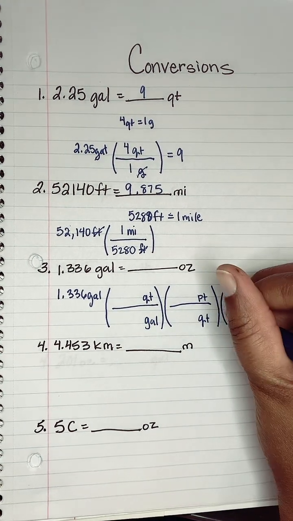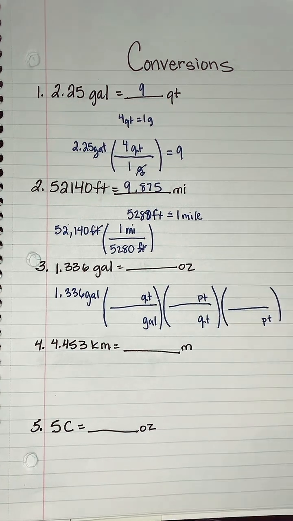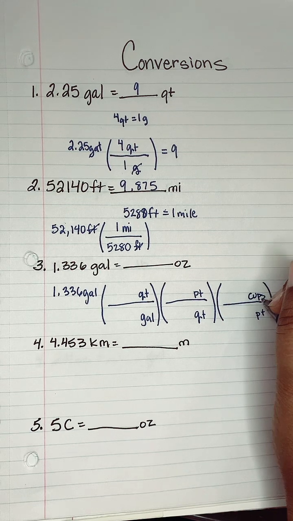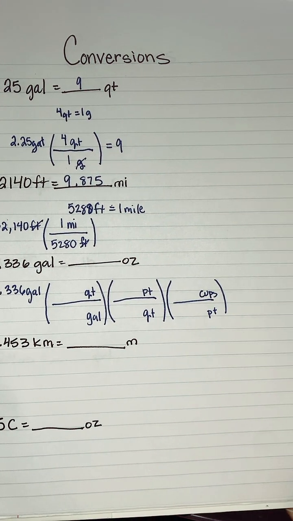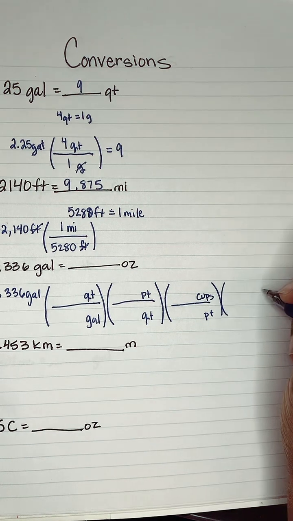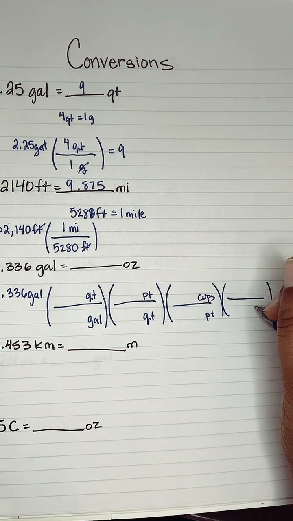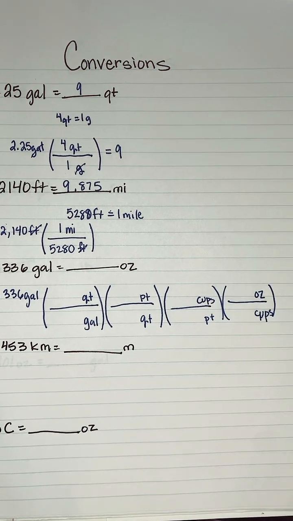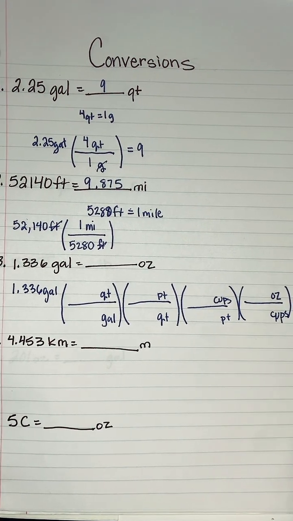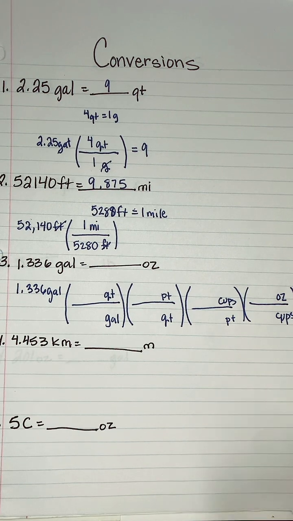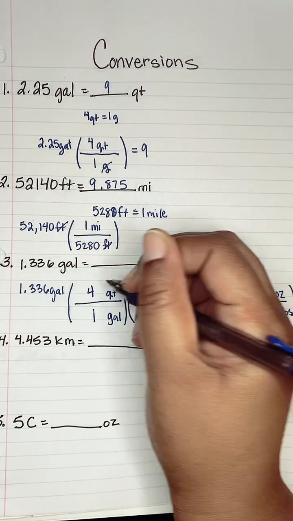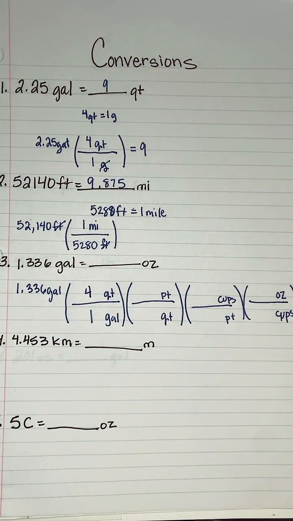Then we can go from pints to cups. And then we got one more. We can go from cups to ounces, okay? Cups to ounces. And then we're ending in our ounces right there. So remember we just did, we know there's 1 gallon and 4 quarts. Does anybody know how many quarts are in a pint?